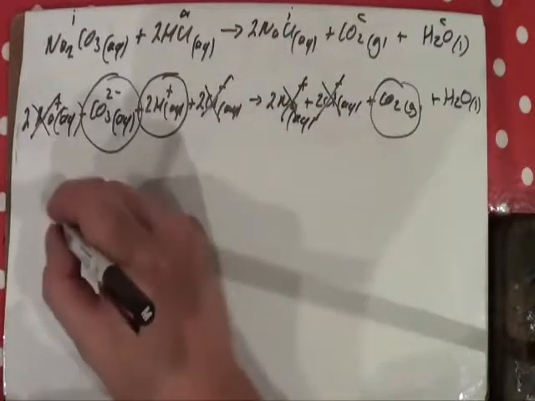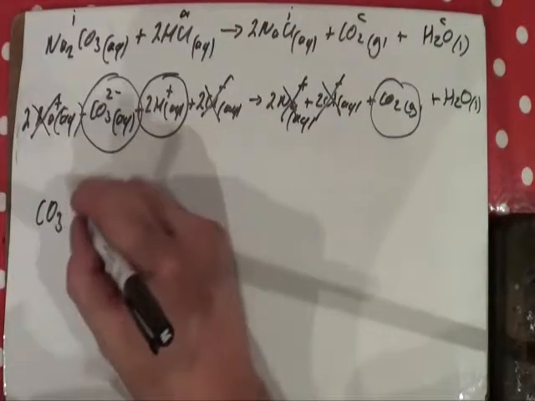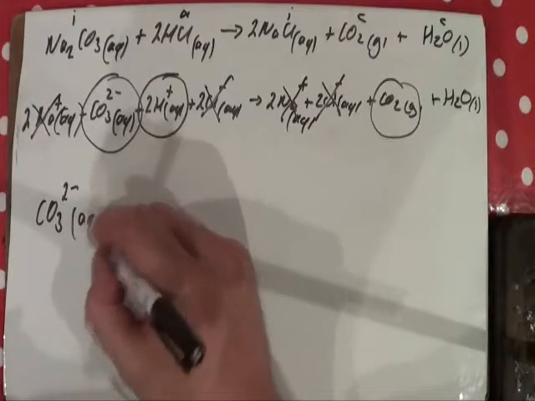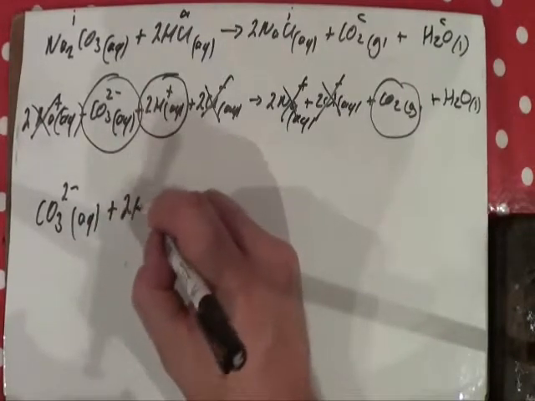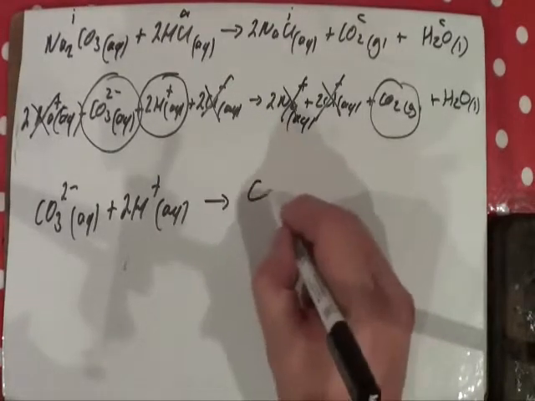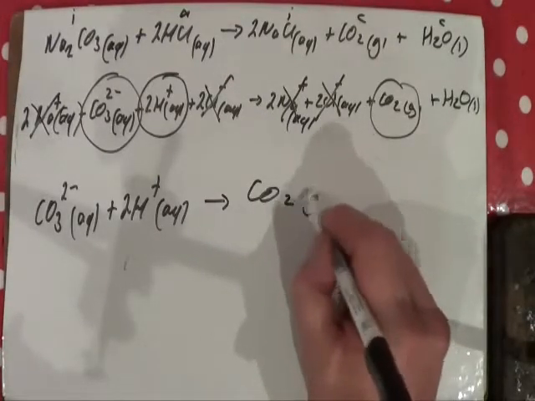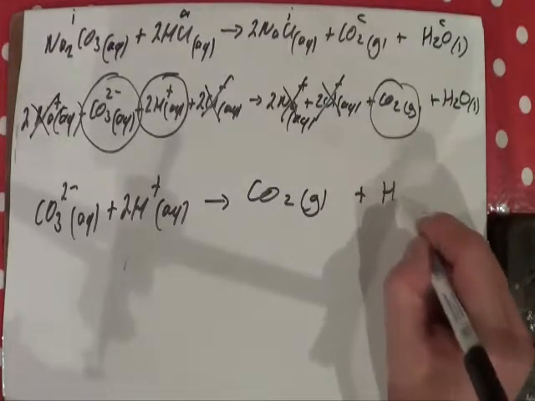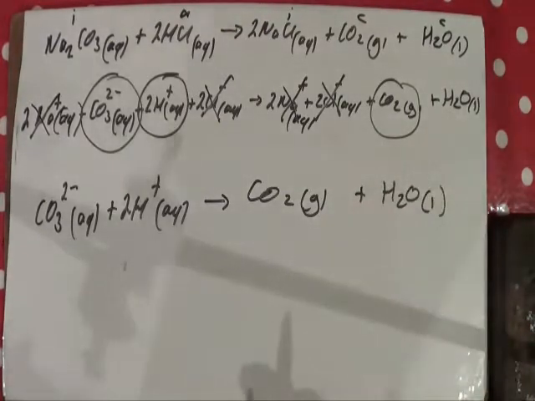So if we bring everything down, we have a carbonate ion, which is aqueous, plus 2 H plus ions, which are also aqueous. Our products this time are carbon dioxide, which is a gas, and water, liquid. And that's our final ionic equation. Okay, so we have a reasonable amount of processing to do here, guys, to get to the final answer, but I will guarantee you that these will be worth quite a few marks.